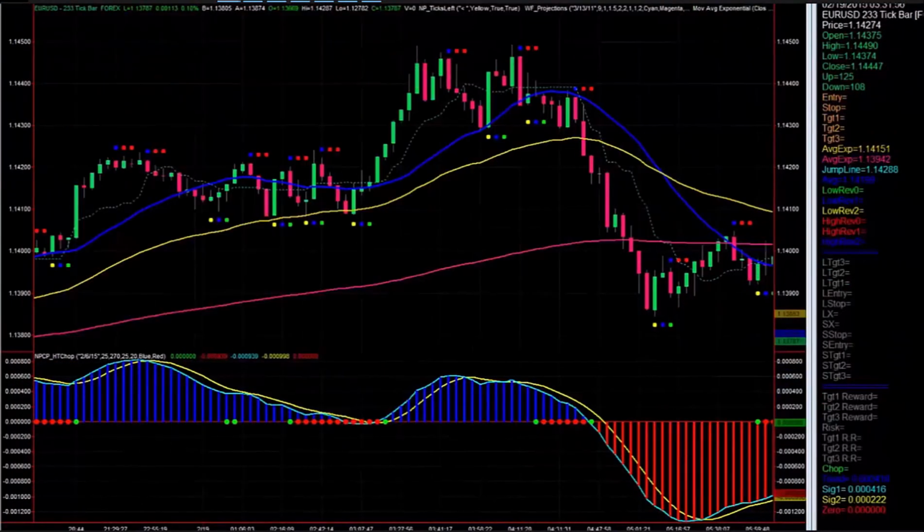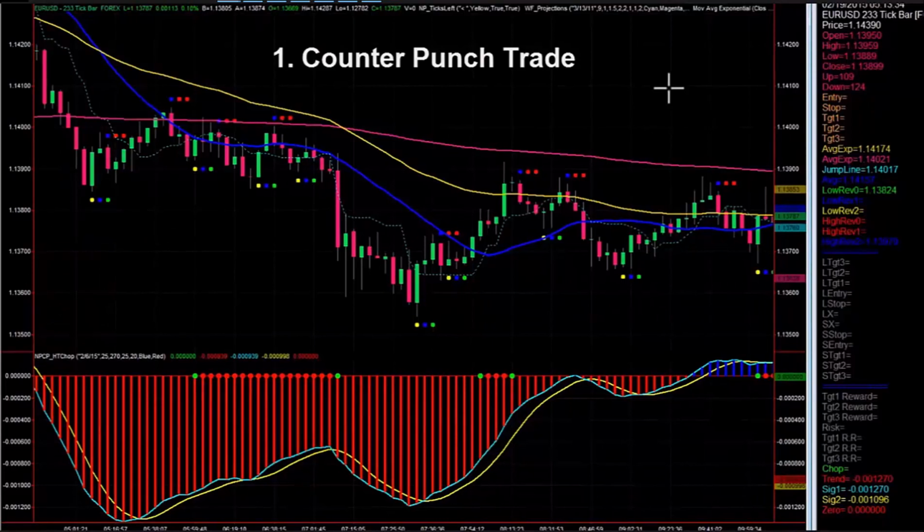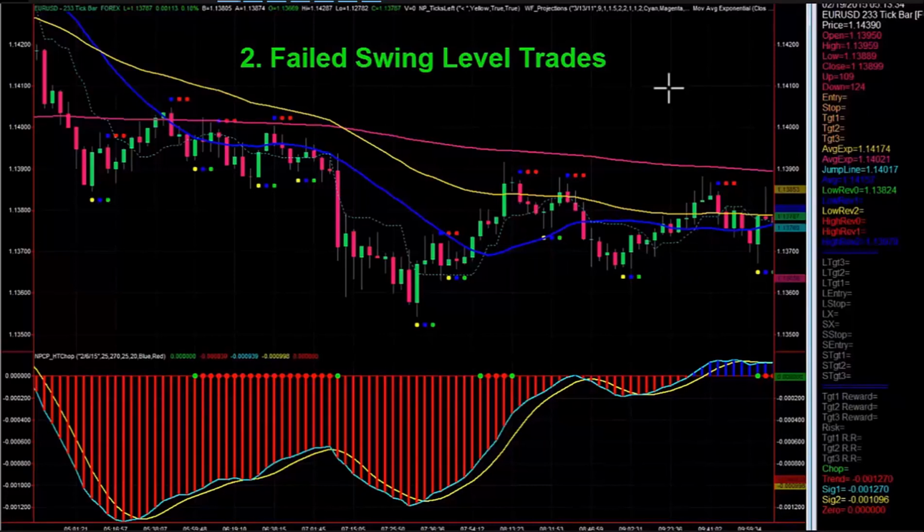Okay, so now that you have a better understanding of our basic indicators, I'm going to show you how the trade setups are working. What are we actually looking for in each setup? Before we do that, I have to show you how we're using our exhaustion dots. Okay? So basically there are 3 kinds of trades. There's the counterpunch trade, there are your failed swing level trades, we're just going to call them failed swings, and then there are your second chance failed swing trades. Okay? 3 kinds of trade setups.